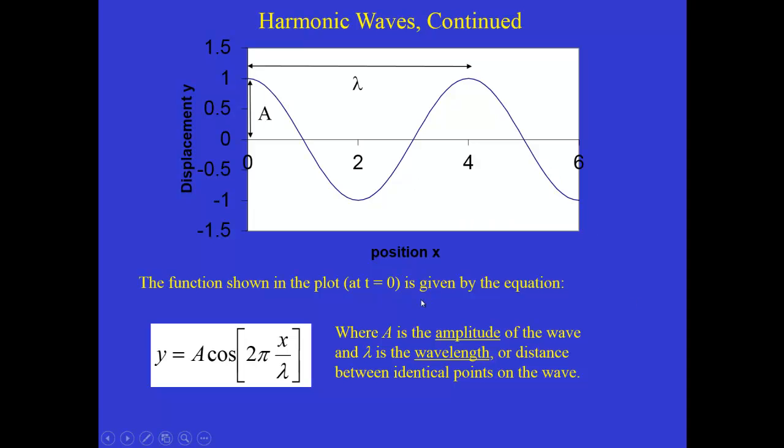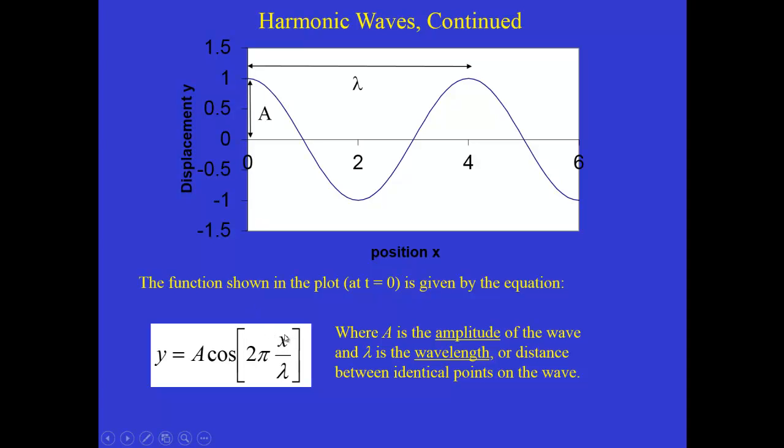But at t equals 0, the shape of this cosine function is given by y equals A, the amplitude, times the cosine of 2 pi x over lambda. You can verify for yourself that this works, because of course, if x is equal to 0, cosine of 0 is 1, and y is just A. You can see that on the graph.